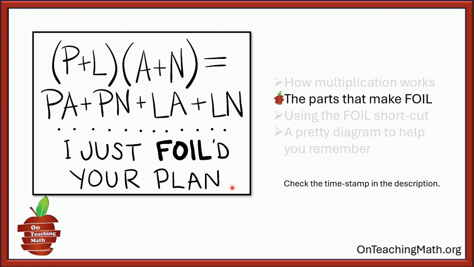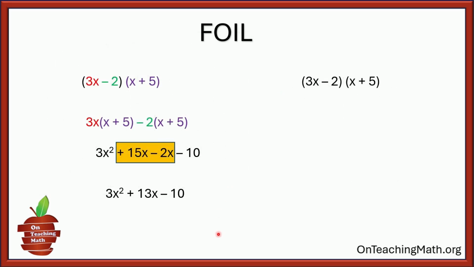Let's talk about what the parts of distributing are that we call first, outer, inner, last, which is what FOIL stands for. So first things first, the F stands for first. You've got two binomials, and each one has two parts. The first part of the one on the left and the first part of the one on the right, those are called the firsts. And we multiply those together, of course.